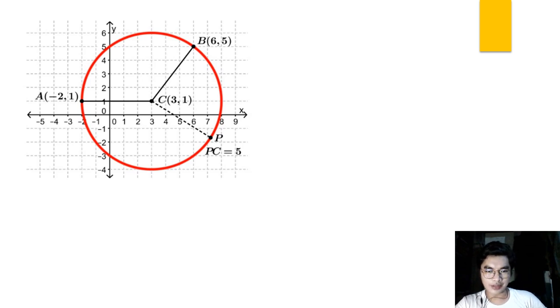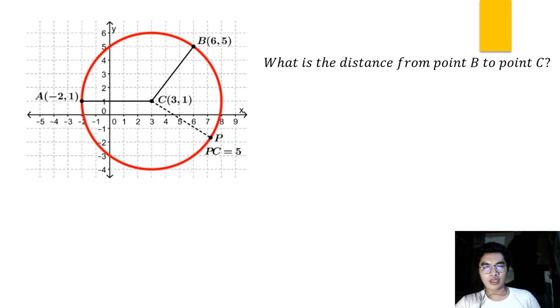Another given is point P, which is any point on the circle. According to the figure, the distance PC, or the length of PC, is equal to 5. So from point P to the center C, its length is equal to 5. Now let us find the distance from point B to point C.